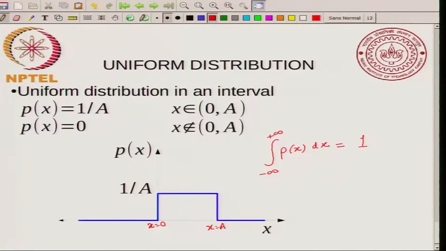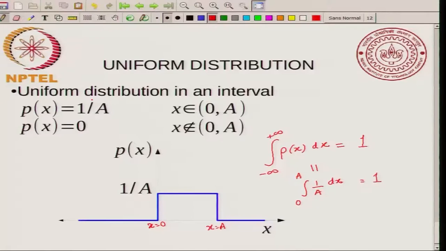Now I chose this as 1 by a for this interval, so that this integral, which is nothing but the integral from 0 to a of p of x, which is 1 by a, dx, is equal to 1. Okay, so this is a uniform distribution. I took it in the interval from 0 to a. I can take it in the interval 0 to 1. I can take it from minus 1 to 1. I can define many such uniform distributions over different ranges, and I choose the value to be suitable so that that particular distribution is normalized.